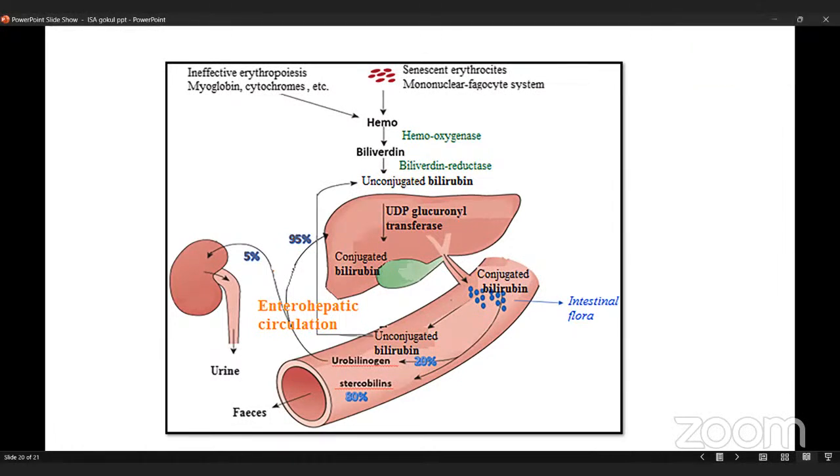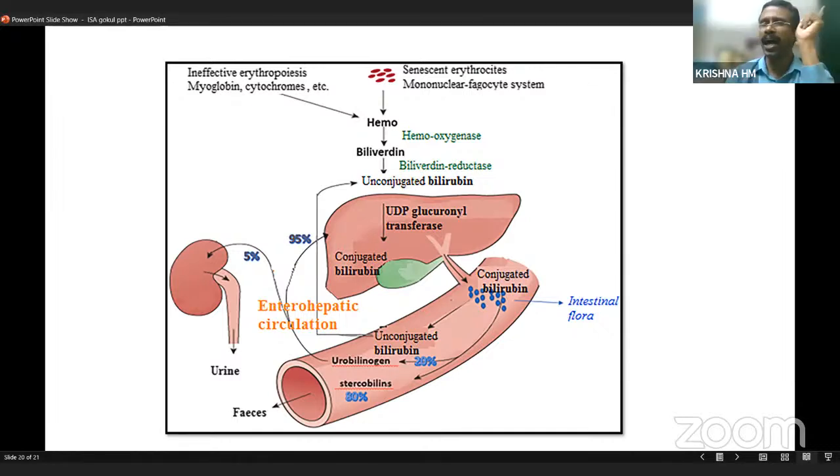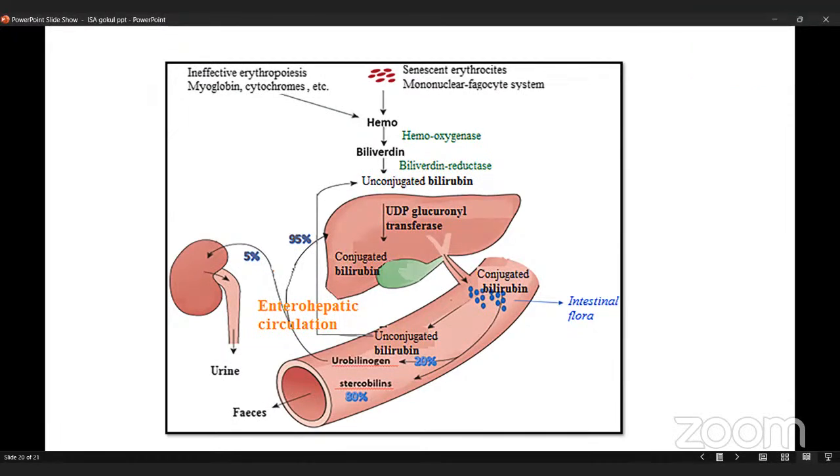Obstructive jaundice patients, theoretically and intravenously. Theoretically, I have read like that. I remember I have read, sir, but I have not applied clinically or seen it, sir. So I'm not able to say anything.